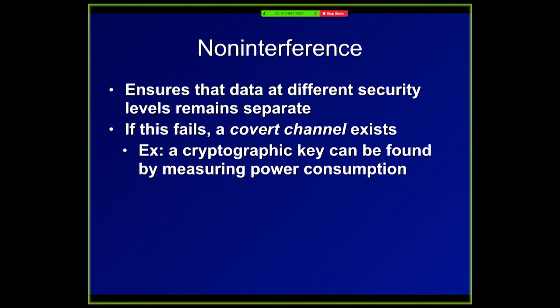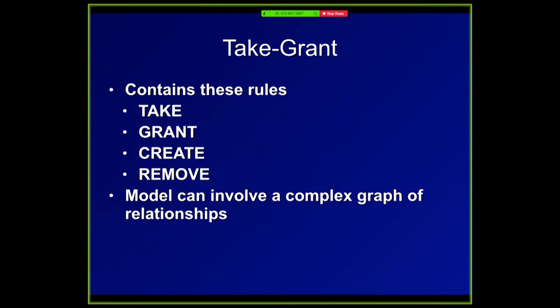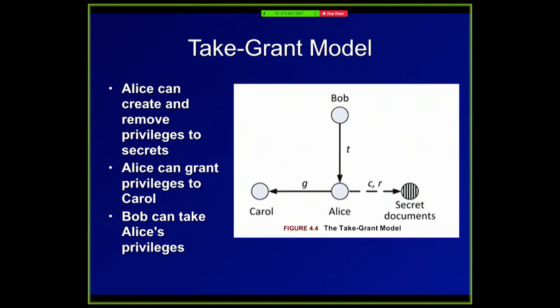That's a desirable property. So take-grant is another system where you have these rules. You can take permissions, you can grant permissions, create and remove data, and now you can have a complex model of relationships. So Alice can create and remove privileges to secrets. Alice can give Carol access to the secrets, but then Bob can take Alice's privileges away. So you can have as complicated a structure of rules as needed in your system.